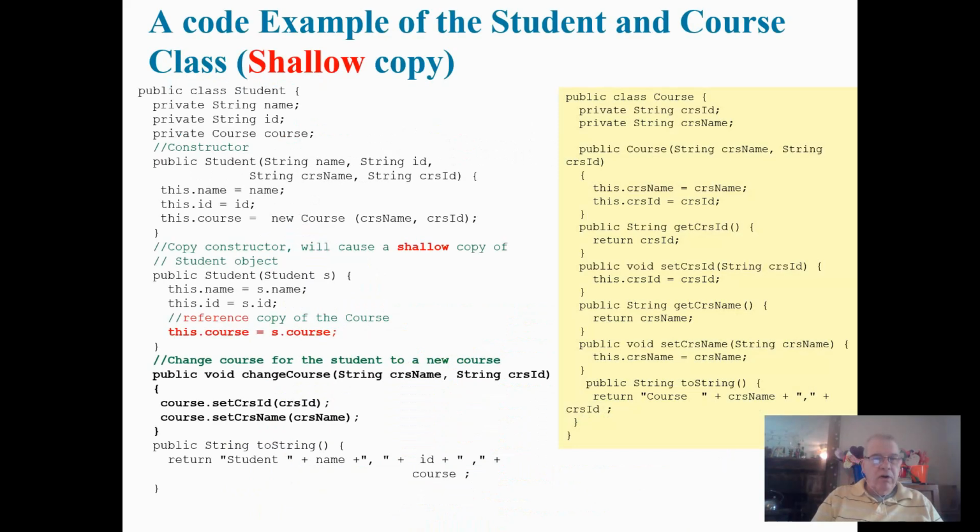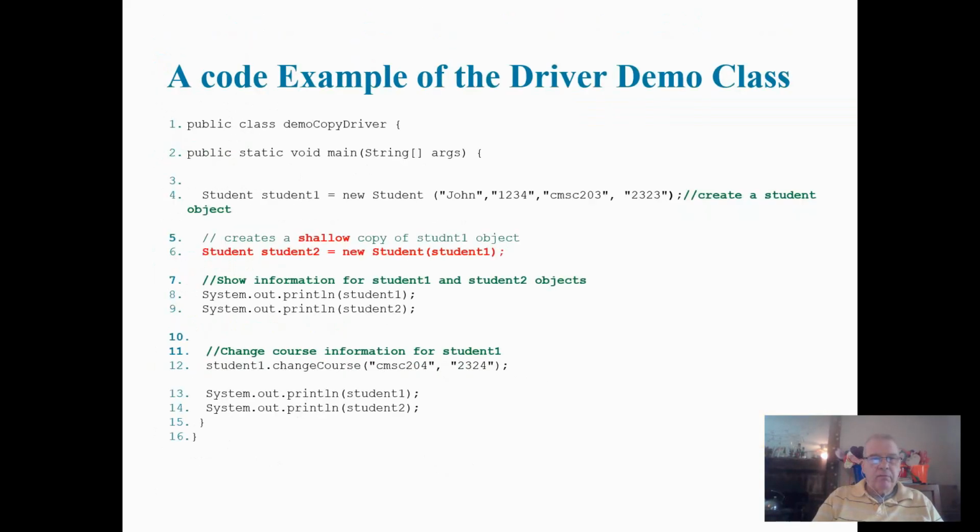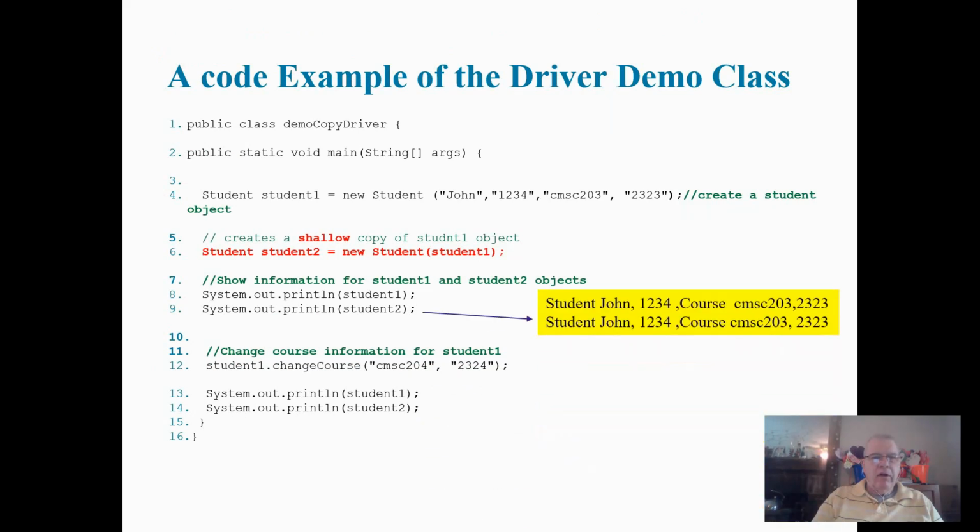So here's some code. And notice the red lines. The shallow copy just says that this.course equals s.course, where s is the other student. It's just creating a copy of the reference variable. And so the driver would call it, and if we changed CMSC in student 1, it would also change in student 2.